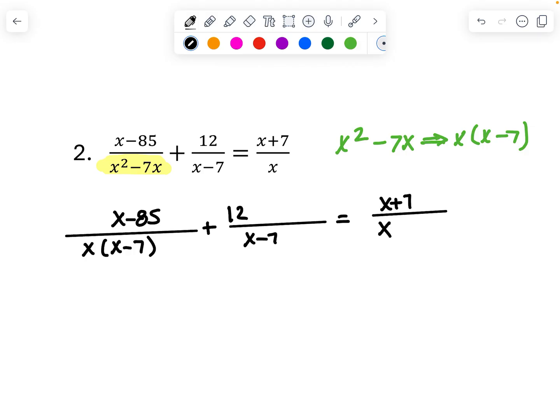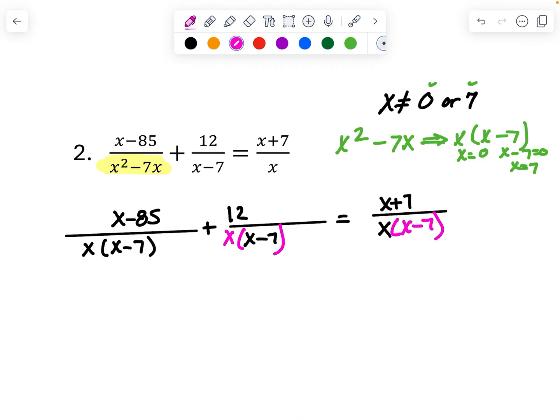So first of all, we are going to state that x cannot be 0 or 7, because those would be the numbers that would make the denominator equal to 0. If I solved this problem, I would say x equals 0, x minus 7 equals 0, so x equals 7. So that's how we get these two numbers. Okay. I want all the denominators to be x times x minus 7.